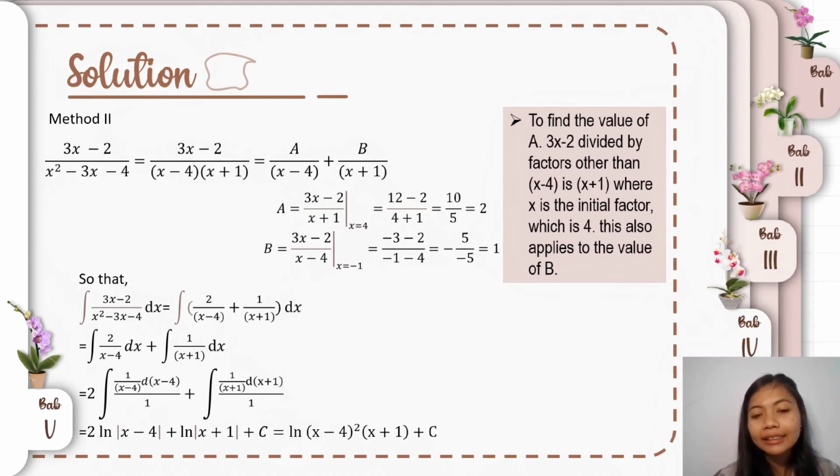And then this is the answer for the integral of 3x minus 2 over x squared minus 3x minus 4. The answer is 2 ln(x minus 4) plus ln(x plus 1) plus c, or ln (x minus 4) squared (x plus 1) plus c.